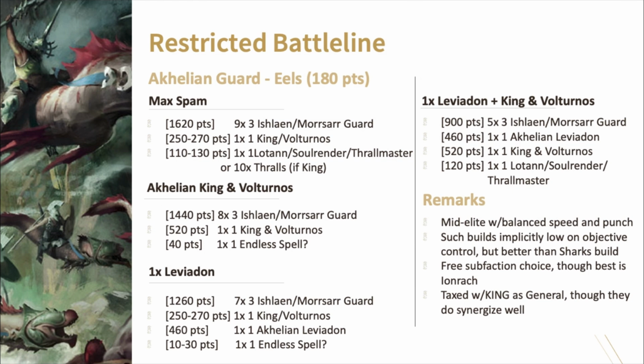Anyway, in either case, you're spending 520 points for both the king and Volturnos combined, which gives us 40 points left over for maybe an endless spell if you go with the Slap King, who can cast that instead of Flaming Weapon. Another build would be taking a Leviathan.